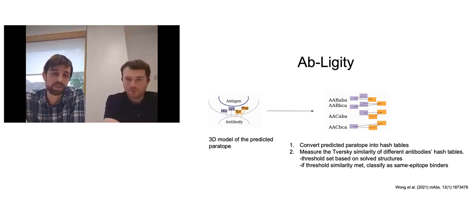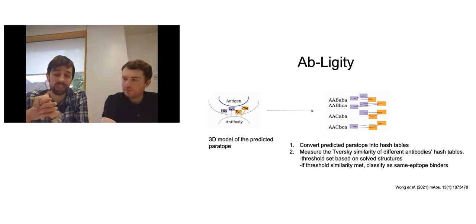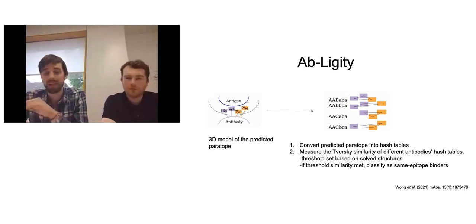And so we map this spatial paratope and use methods of similarity between hash tables to cluster these representations together. Based on a threshold that's been set on solved structures that we know bind to the same antigen, and the properties of their paratopes and the conserved features there, we can set a cutoff. Say if your Tversky similarity is above it, we're going to group these antibodies together as potentially able to bind to the same epitopes.